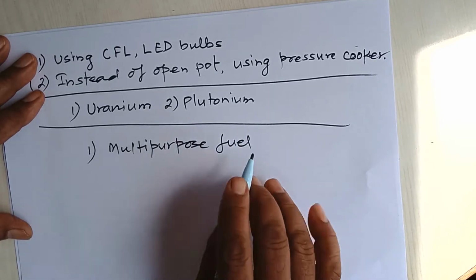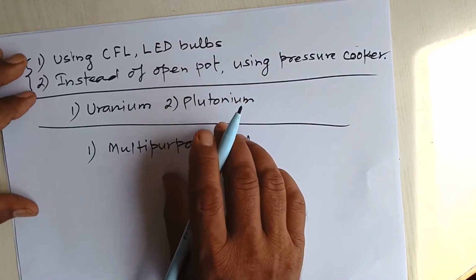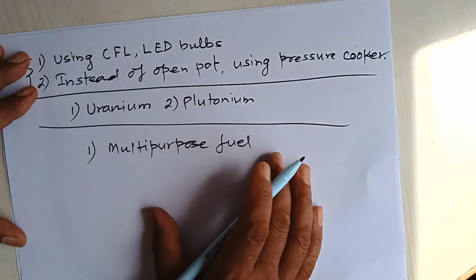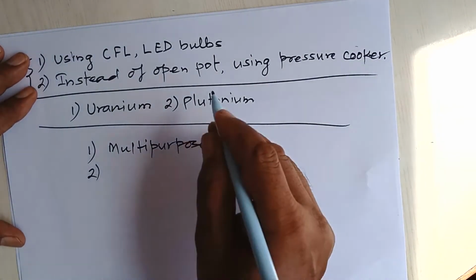Multi-purpose fuel means it is used in vehicles also. It can be used to run a generator also. It is used to run different machinery also. That's why it is a multi-purpose fuel, and that's why it is used widely.